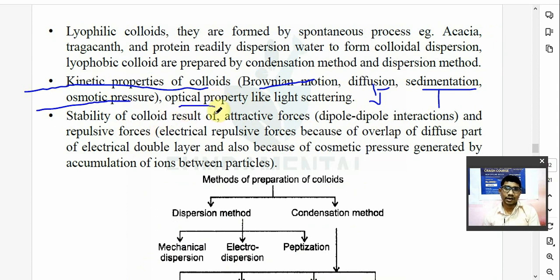Like light scattering, the Tyndall effect is there. So this is also in detail in your book. I think tomorrow we will take this in detail. Then stability of colloid. Instability of colloid. Stability of colloid is a result of instability. Instability of colloid is a result of attractive forces.